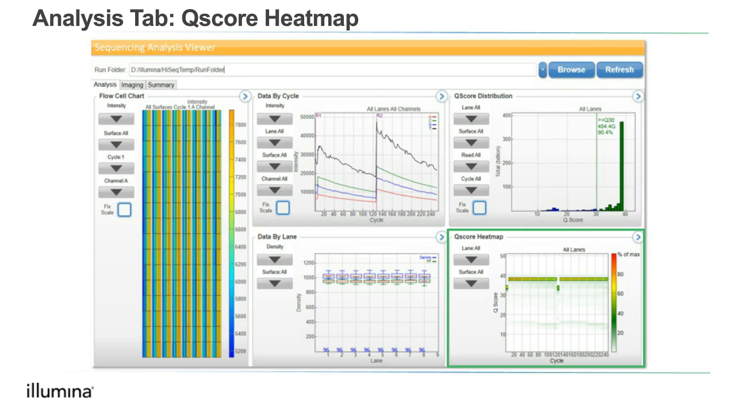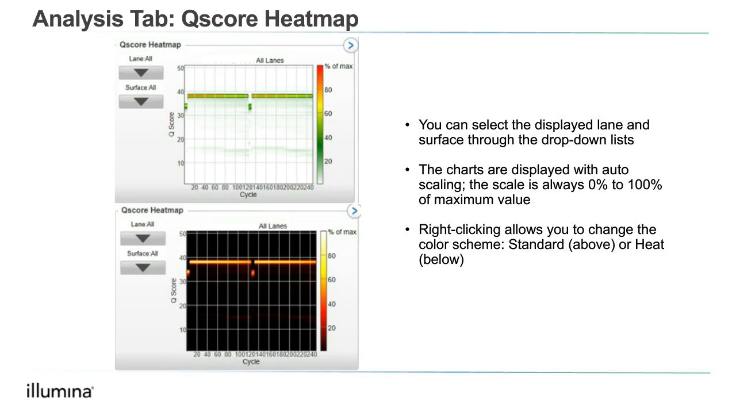The last chart in the Analysis tab is the QScore heat map in the bottom right corner. The QScore heat map is a visual representation of the QScore distribution. This graph is a nice visual representation of the quality and could be a good graph to show in presentations. It's not often used for troubleshooting though, so I won't discuss it much here. Similar to the other graphs, the QScore distribution graph can be viewed by lanes and surfaces.